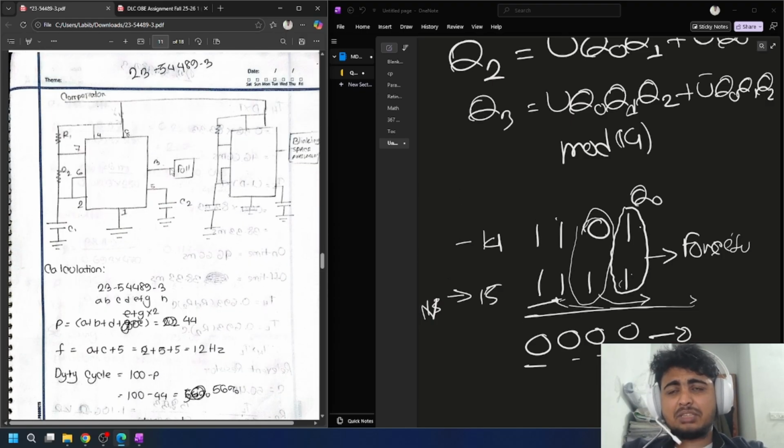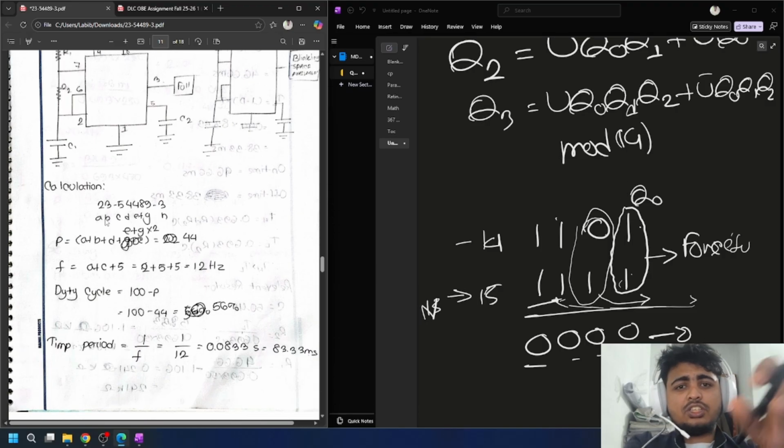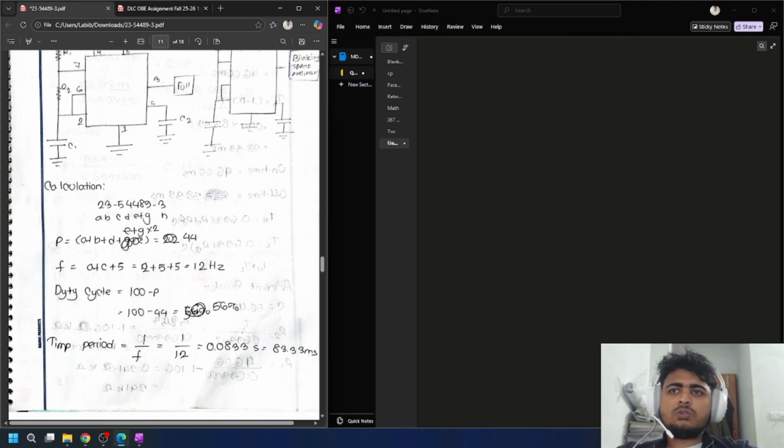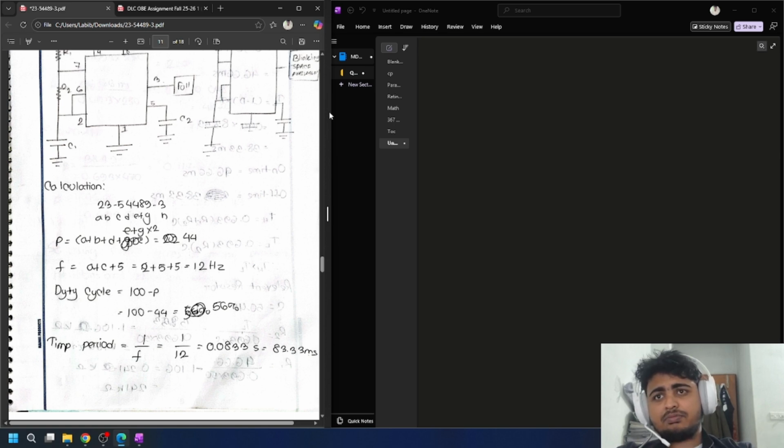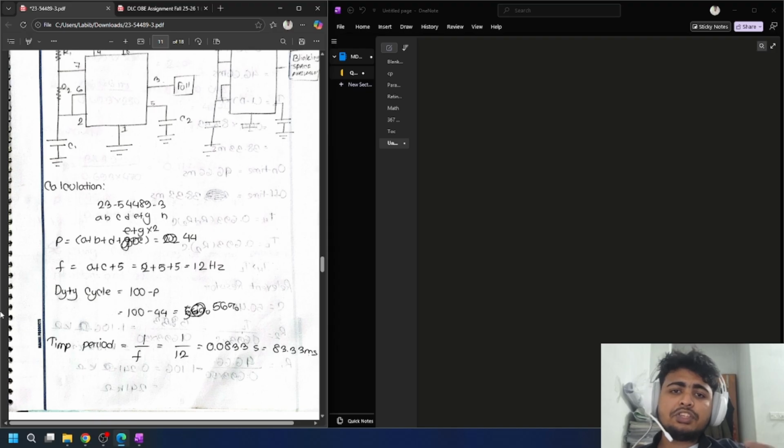Here is the simple diagram for the monostable, and we need to do the calculation for this. So here is my ID: A B C D E F G H. For that we need to calculate the P. For the P calculation, we add up A, B, E and G and multiply that by 2, which gives 22 for the digits, and 22 multiplied by 2 gets us 44. For the frequency calculation, we add A, C plus 5. That means 2 plus 5 plus 5 is 12 hertz.